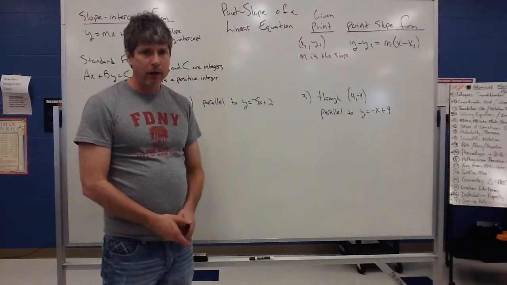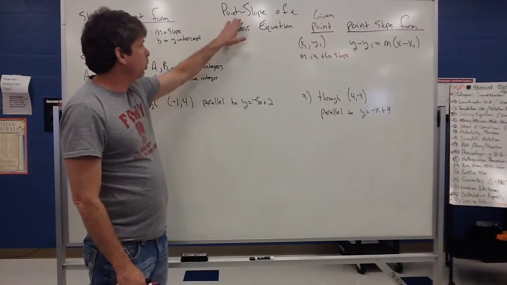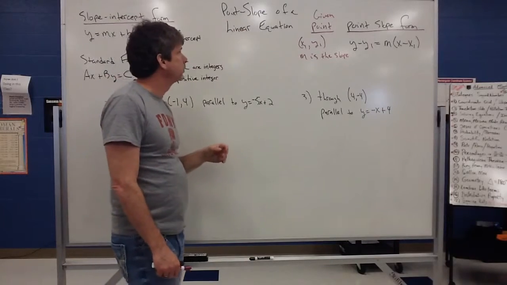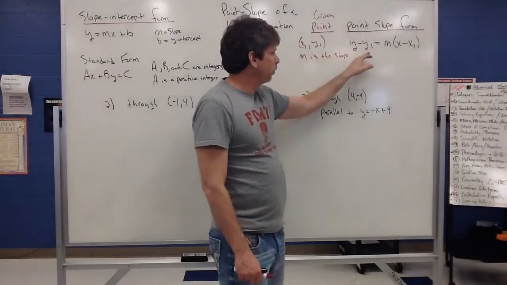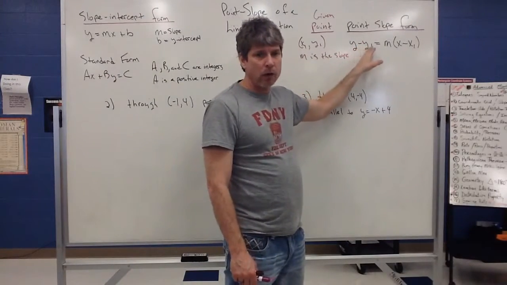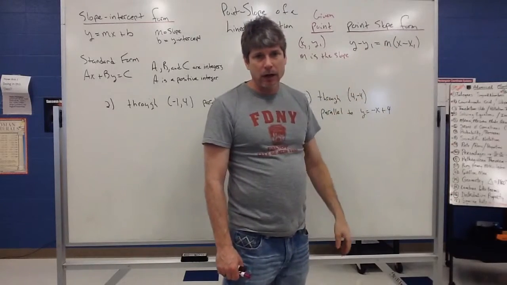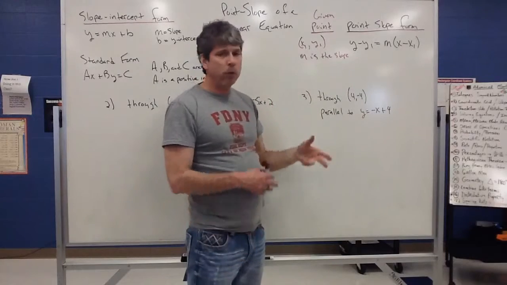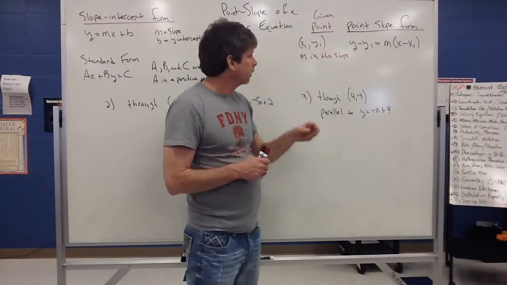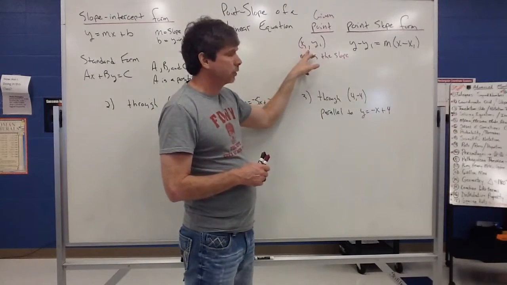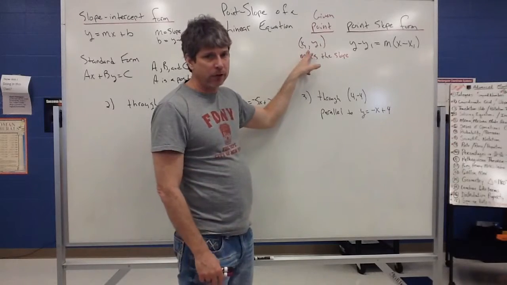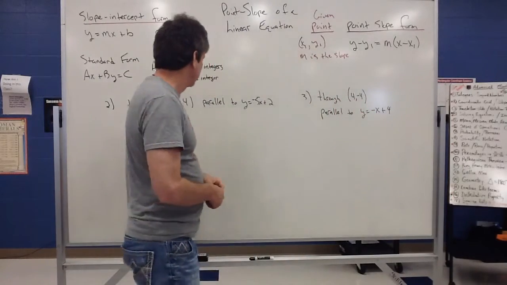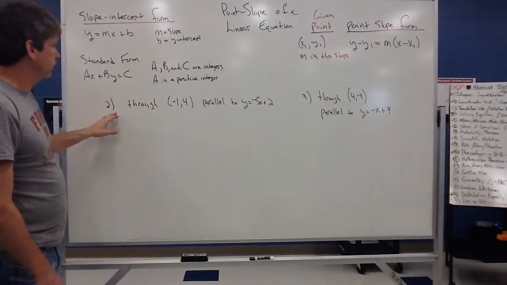So welcome back. Again, we're going to work with point slope form of a linear equation. So the point slope form, we have this equation here: y minus y1 is equal to m times the quantity x minus x1. And remember, to do point slope form, we need two things. We need the point, a given point that the line passes through, and we also have to identify the slope of that line. So let's look at what kind of information they give us here.